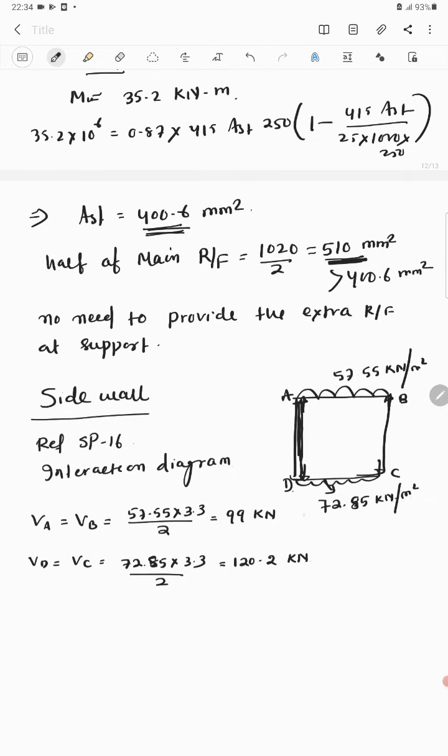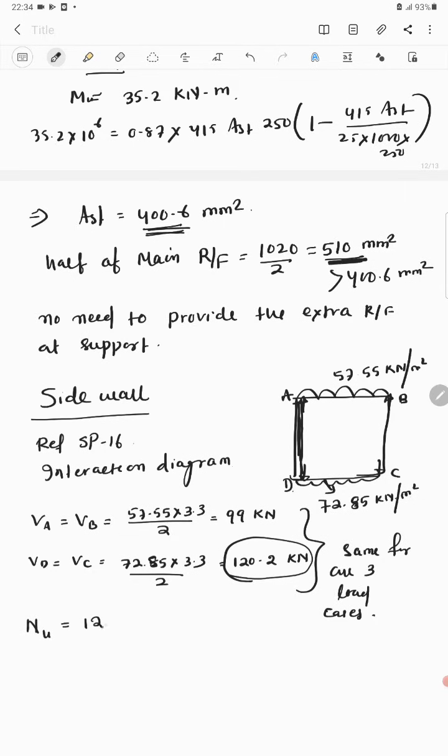Okay. So these two reaction forces, it's the same for all the three load cases. So out of these two, you have to take the maximum value, that is 120.2 kilonewton. So what will be the factored axial loading, that is denoted as Nu. So let's multiply this by the factor of safety, it is 1.5. This will be 180.30 kilonewton.